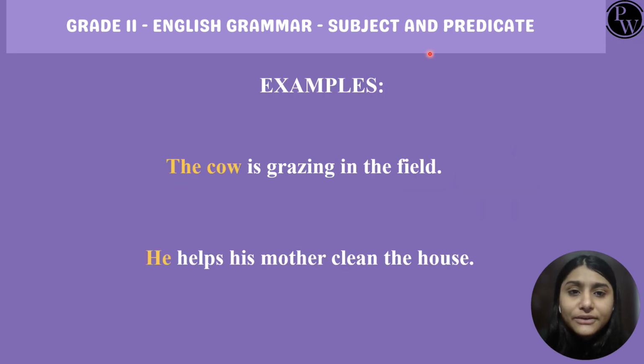The cow is grazing in the field. Okay, now who is being talked about here? The cow, right? So the cow here is the subject. He helps his mother clean the house. Who is being talked about here? That's correct. He. He is being talked about here. So he becomes the subject. Alright?